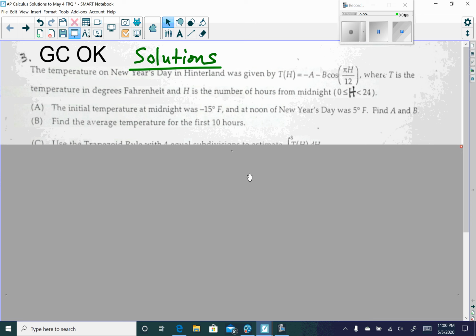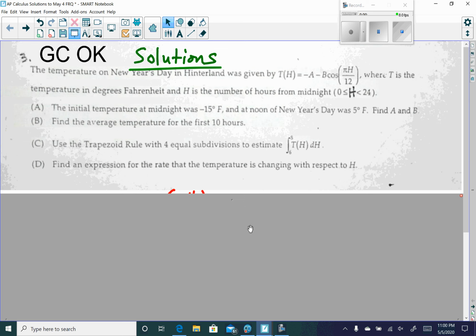All right, so taking a look at number 3 here, we're given a function T of h, where T is a temperature in degrees Fahrenheit and h is the number of hours from midnight, and the number of hours is between 0 and 24. So for part A, the initial temperature at midnight was negative 15 degrees Fahrenheit, and at noon of New Year's Day was 5 degrees Fahrenheit. We just need to find a and b. So there's no calculus involved. All we're using is this function twice, given these two situations.